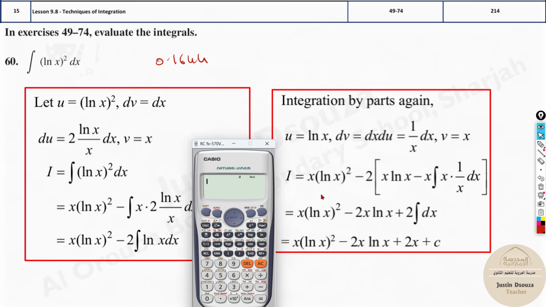This is the correct answer, but you will have four different answers. You need to do this for all the methods. So all the options, sorry. X multiplied by, open the bracket, natural logarithm, that is ln x, close the bracket and close the natural logarithm bracket as well and square it up, minus 2 times x, natural logarithm x, plus, close the bracket, plus 2 times x. Now calculate this particular value at 1.5 and the answer should match, and it will match.